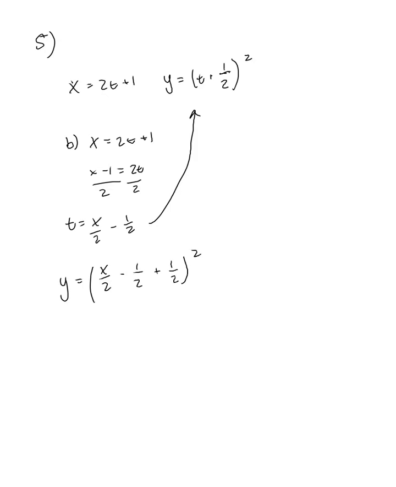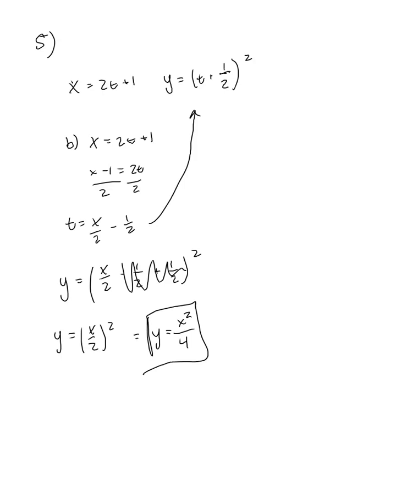So obviously negative 1/2 plus 1/2 is going to equal 0. So these two will cancel out, more or less, because it'll just equal 0. And that'll leave us with y is equal to x over 2 squared, which then you can square if you want. That'll just be x squared over 4, because when you square a fraction, you square the top and the bottom. So this will be your equation for b.